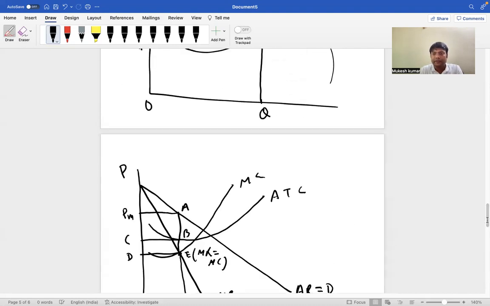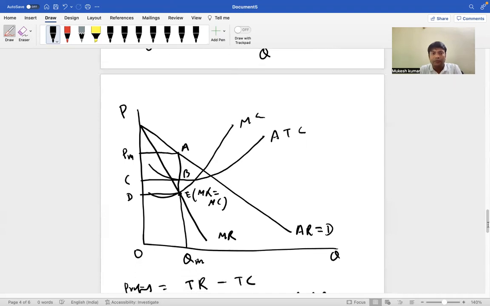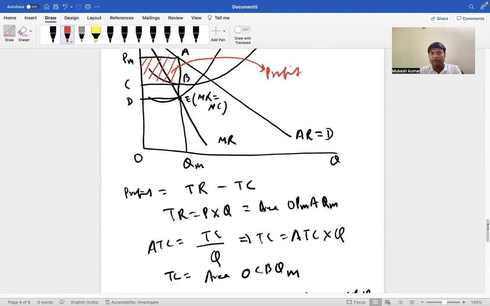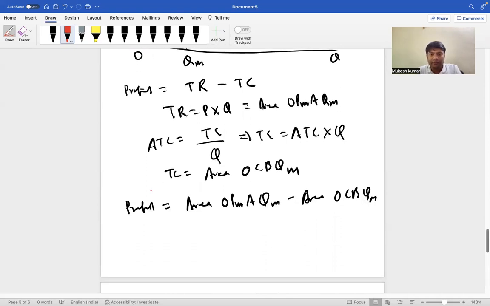You can see that OPMAQM minus OCBQM. So we can say that area CPMAB represents the profit for the monopoly. Okay, this is the profit for the monopoly. So we can say the profit area here for monopoly is CPMAB.